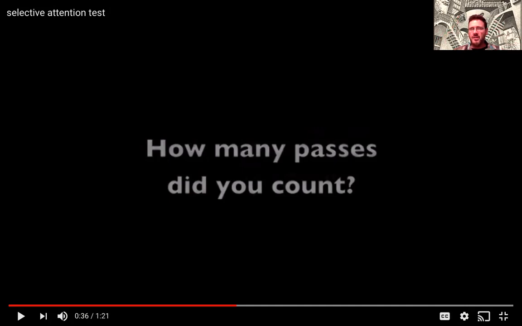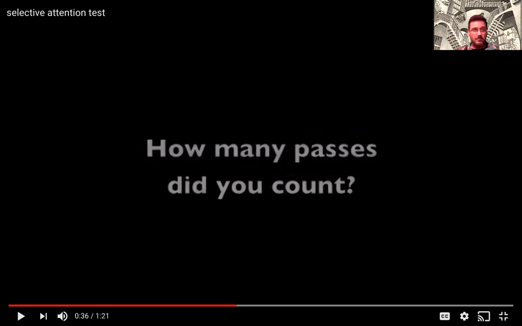Again, about 50% of the general population misses the gorilla when they're put in this situation, because that's what our brains do for us. When we are paying attention to one particular thing, people in white shirts passing basketballs, we are able to, in the moment, filter out using selective attention other information that is right in front of our face.